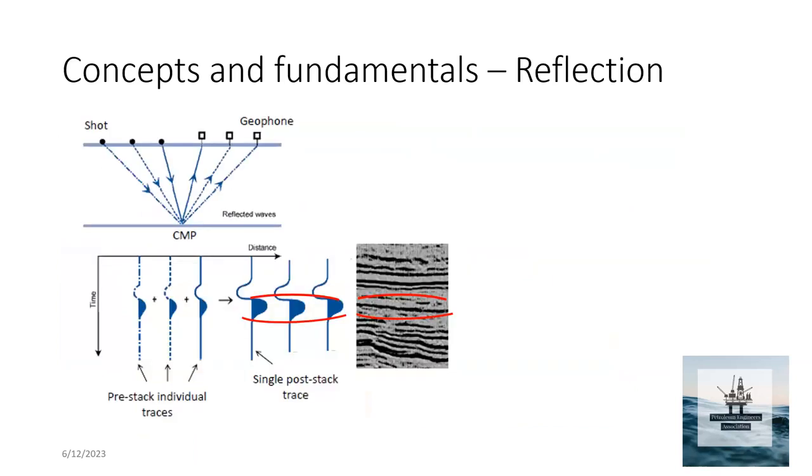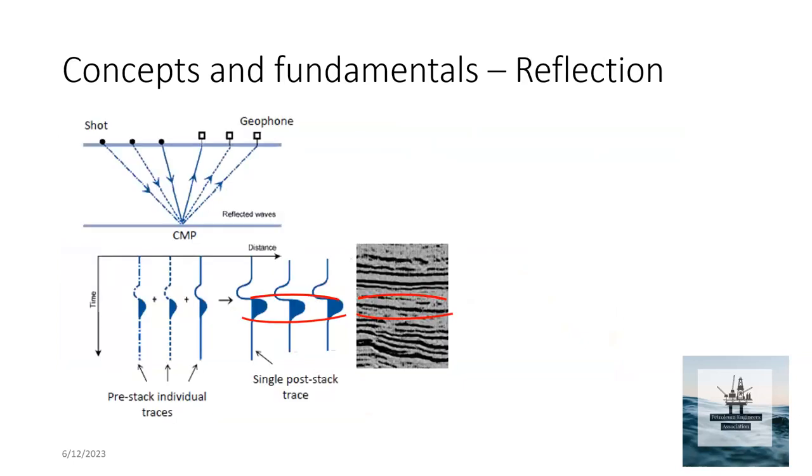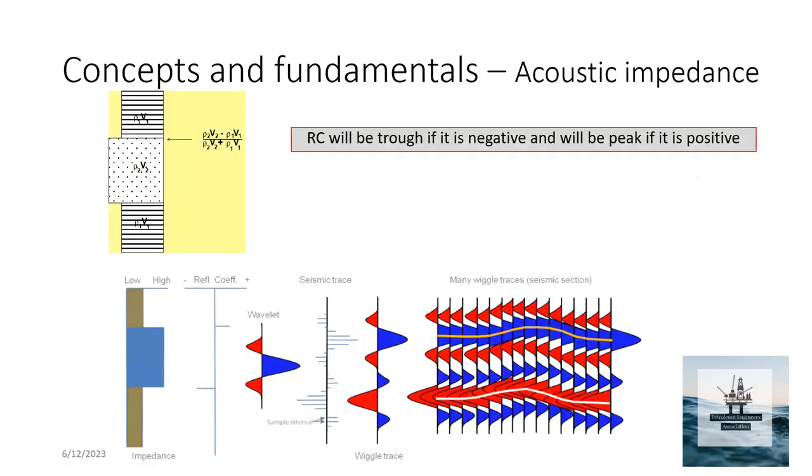The reflection or the reflection coefficient. Hopefully you understood why we have peak or trough. It depends on this equation of reflection coefficient. When it is negative, it is trough, and when it is positive, it is peak. And this happens due to the variation of density and velocity from layer to layer.